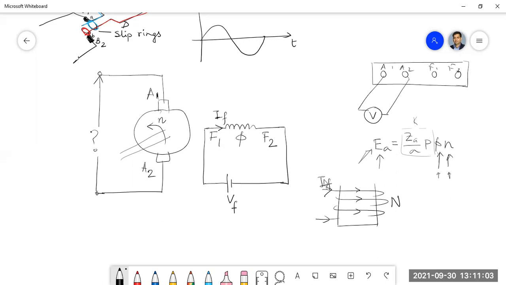Then what will be the generated flux? How can we calculate that analytically, by expressions? Can anybody tell me? It's I_F into N. Mu naught N I. So mu naught N I. Great. In this expression N into I_F, what is the unit of N into I_F?